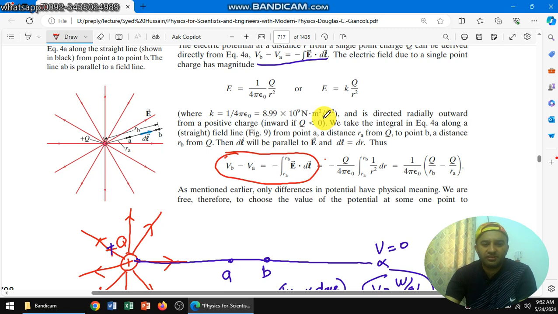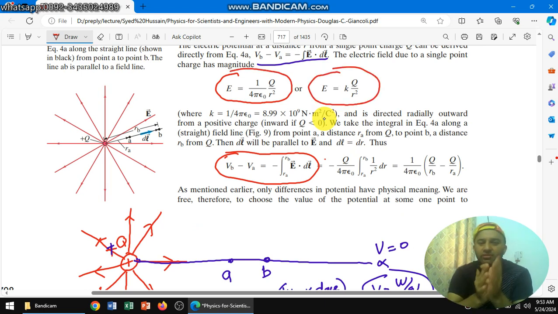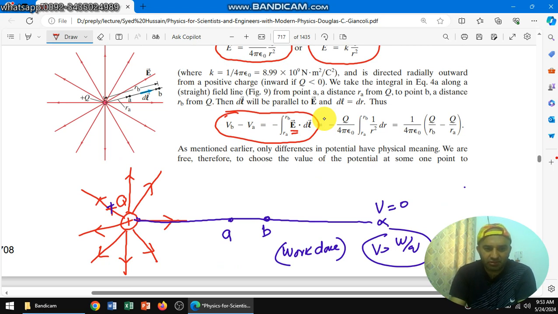But we know that the electric field intensity E for the charge is equal to 1 over 4 pi epsilon naught q over r square, or E is equal to k q over r square. So we put this formula for E in the above equation. So I write again: VB minus VA is equal to minus the integral from RA to RB of 1 over 4 pi epsilon naught q over r square dr.